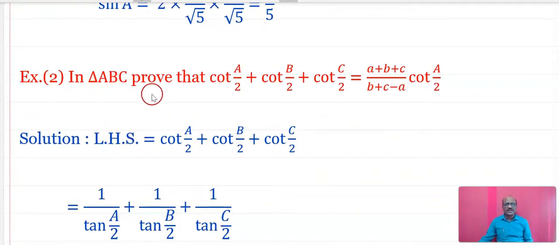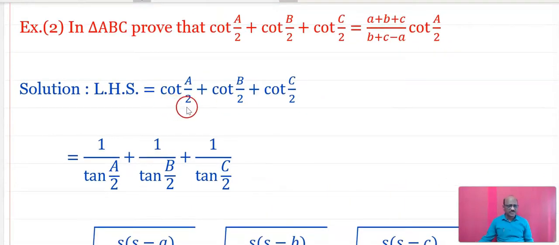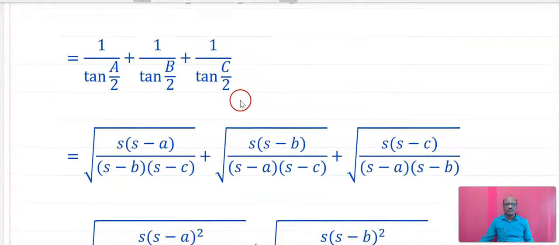Next, in triangle ABC, prove that cot of A by 2 plus cot of B by 2 plus cot of C by 2 is equal to (a plus b plus c) upon (b plus c minus a) into cot of A by 2. Therefore, LHS is cot of A by 2 plus cot of B by 2 plus cot of C by 2. They are reciprocals. That is 1 upon tan of A by 2 plus 1 upon tan of B by 2 plus 1 upon tan of C by 2.